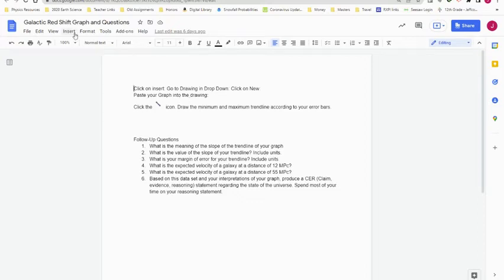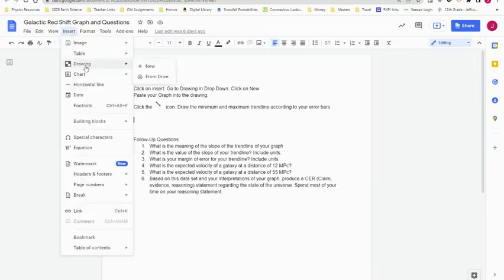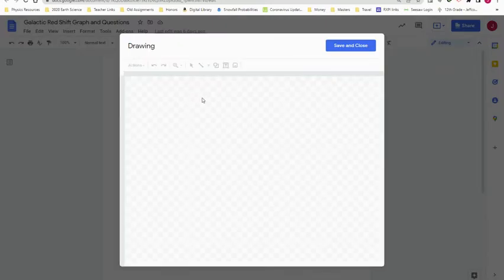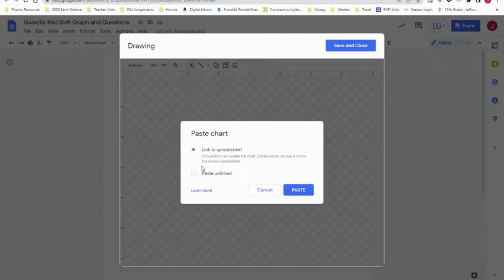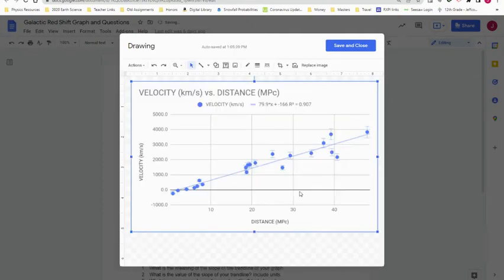So if I click on insert, well, I'm going to actually do it under here. If I click on insert and go to drawing and go to new, I can hit Control V, and I would paste it unlinked right now and then hit paste, and there's my graph. Now it's going to ask you to do a minimum and a maximum trend line.